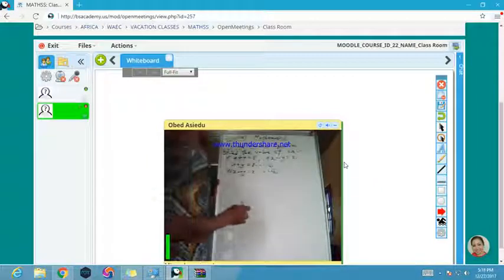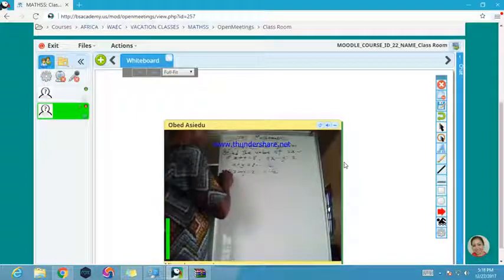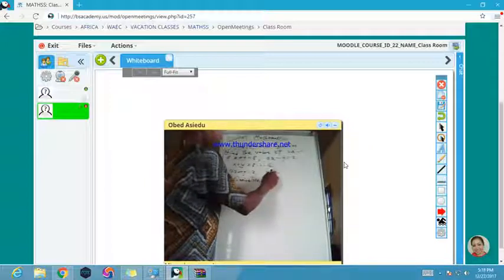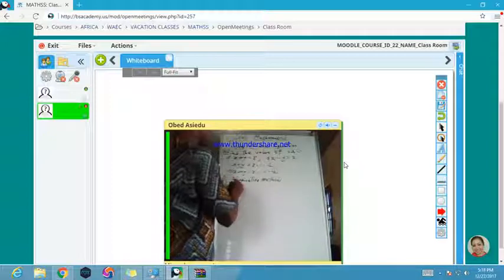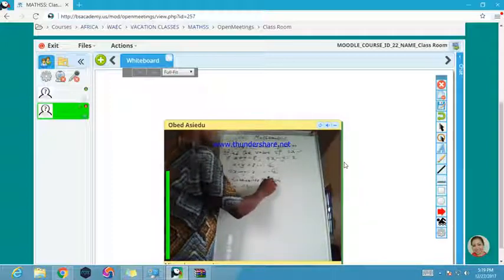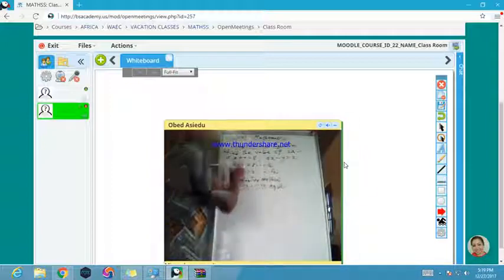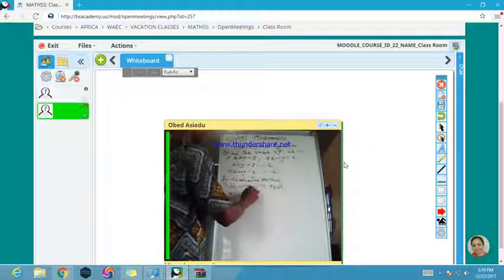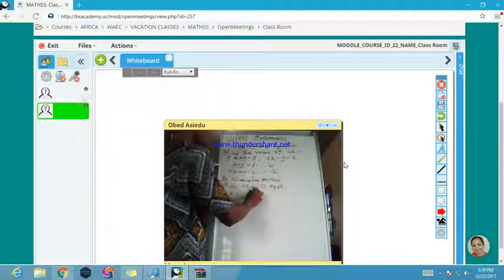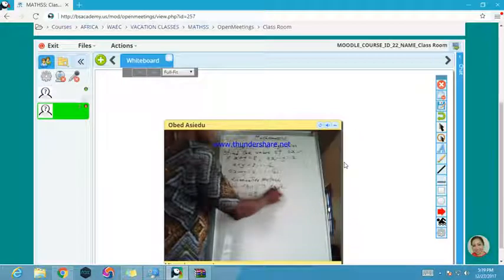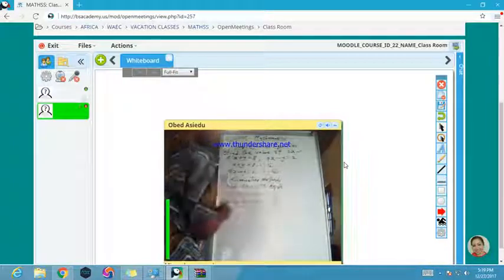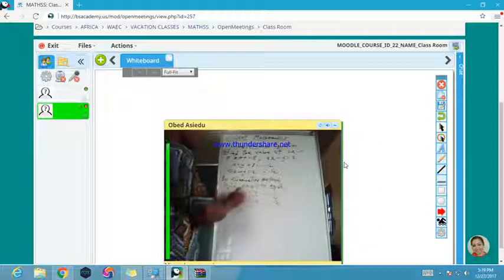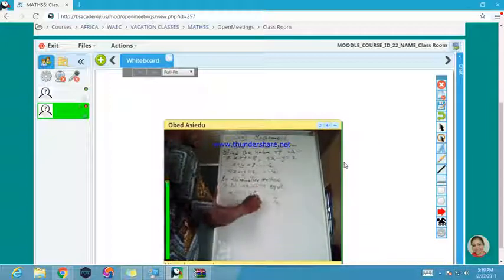We can solve them simultaneously, using the elimination method. We add equation 1 to equation 2. We are adding because we are trying to eliminate y, and they have opposite signs. So x plus y equals 8, equation 1, plus 4x minus y equals 2, equation 2. Now x plus 4x gives us 5x, y minus y gives us 0, equals 8 plus 2, which gives us 10.